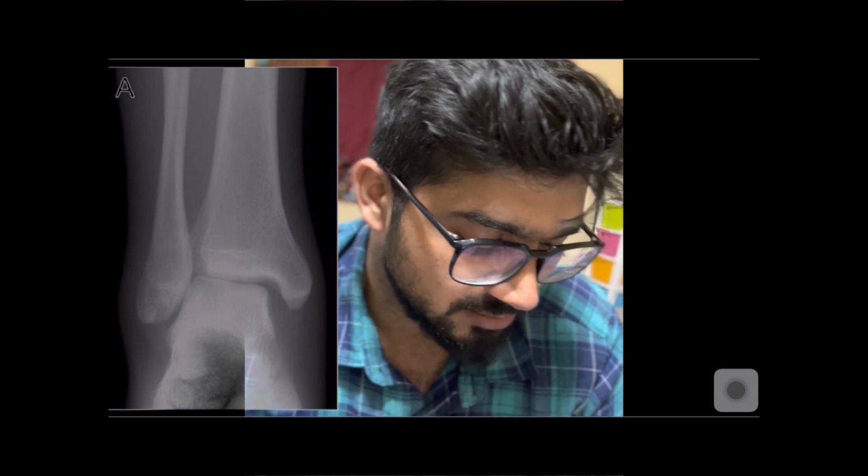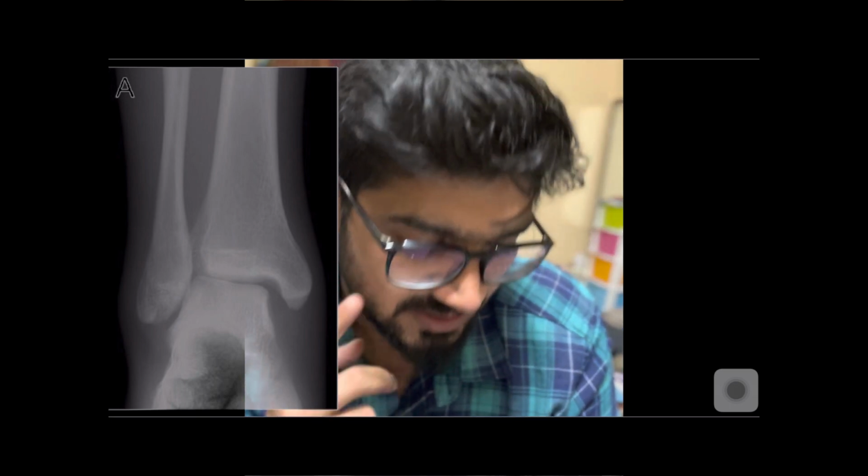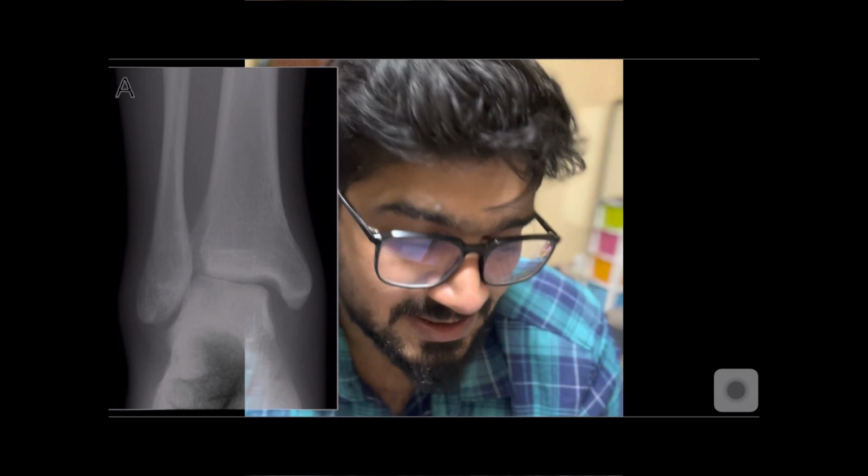Just look at this X-ray. What are the findings we can make out? Number 1, look at the fibula. It is fractured. It is kind of an undisplaced fracture. Second, there is an increase in the medial clear space. So what are the possibilities? Either there is a syndesmotic injury, number 1, or there is a deltoid injury. These two things you have to keep in mind when you see such a picture.